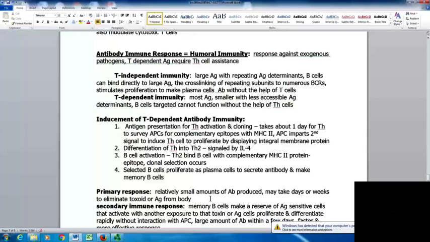With T-dependent immunity, this is going to be most antigens. They're going to be smaller with less accessible antigenic determinants. The B cells targeted cannot function without the help of the T helper cells.